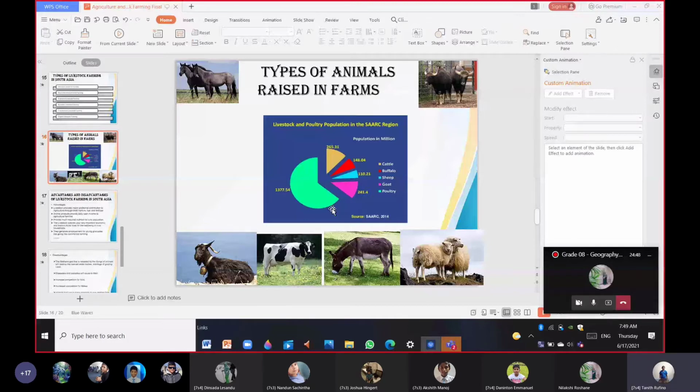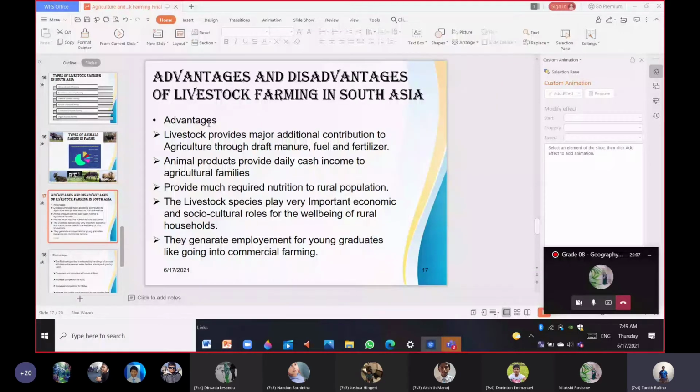So there are many advantages and disadvantages of livestock farming in South Asia. The advantages are that livestock provides a major additional contribution to agriculture through draft power, manure, fuel, and fertilizer. For example, cow dung. Animal products provide daily cash income to agricultural families. For example, chicken, eggs, cow milk, and many more. They provide much-required nutrition to the rural population.